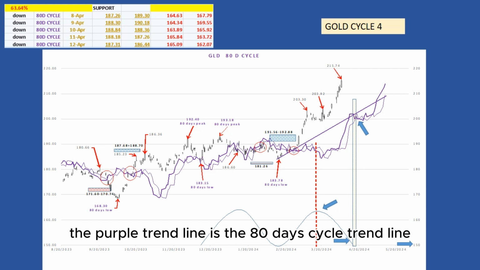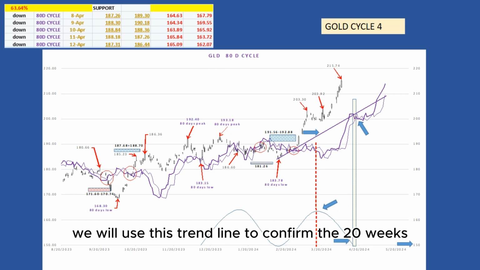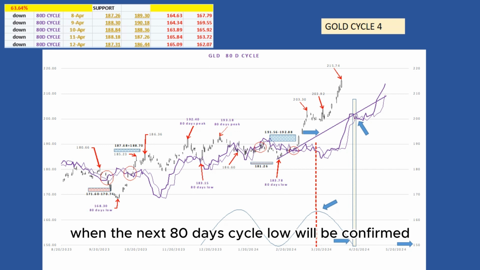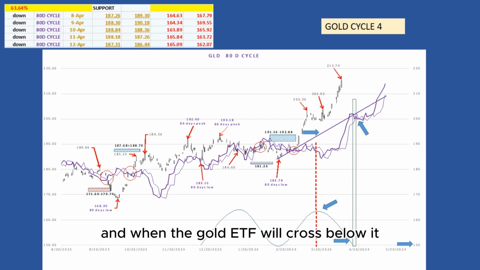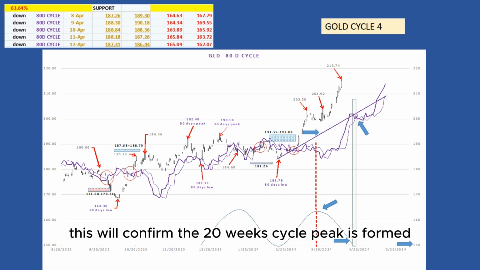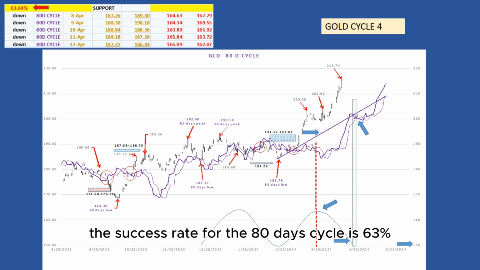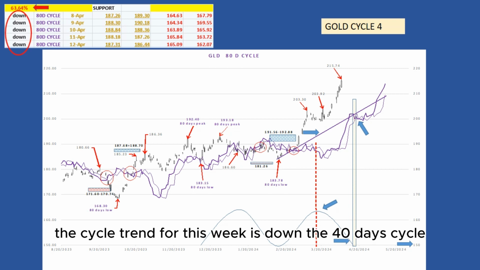The purple trend line is the 80-day cycle trend line, what Hurst called VTL. VTL stands for valid trend line. We will use this trend line to confirm the 20-week cycle peak. When the next 80-day cycle low is confirmed, I will adjust the trend line. And when the gold ETF crosses below it, this will confirm the 20-week cycle peak is formed or in formation. The success rate for the 80-day cycle is 63%. The cycle trend for this week is down.